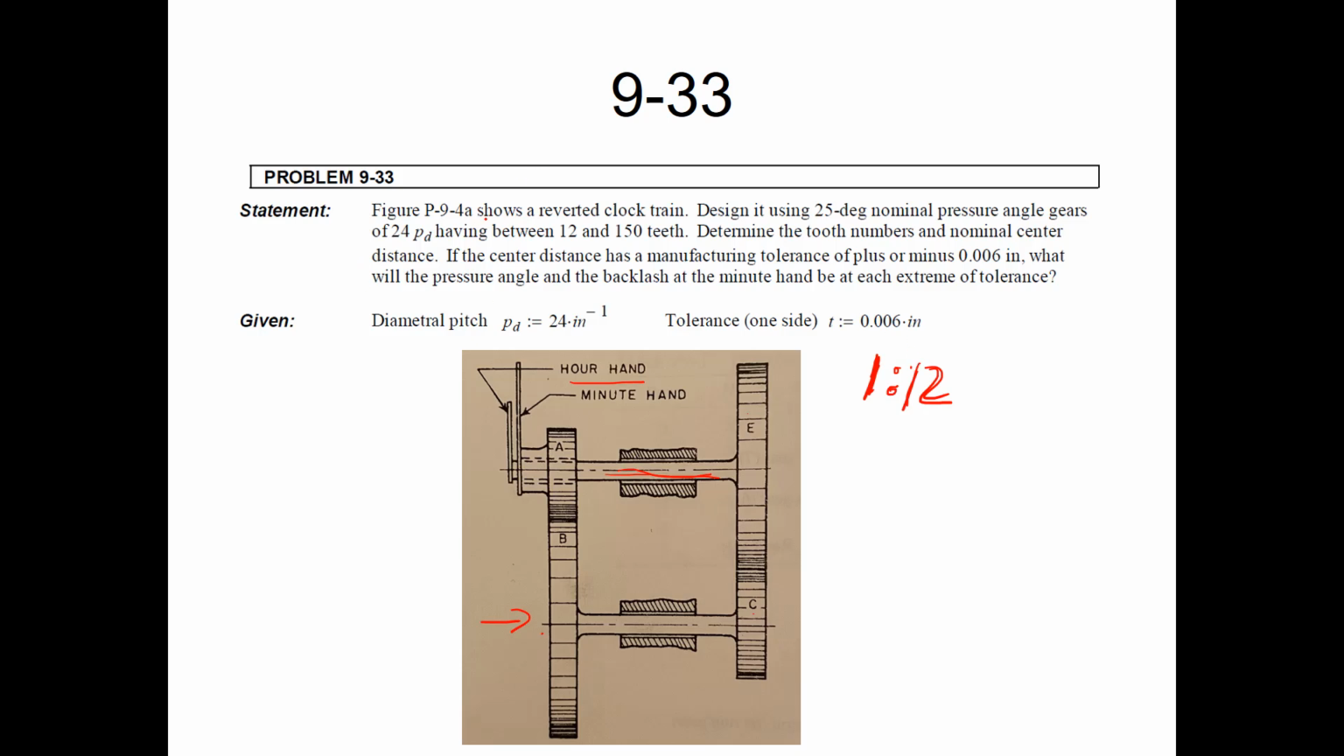So the problem here is, the figure below shows a reverted clock train designed using 25-degree nominal pressure angles and 24 PD, 24 per inch, having between 12 and 150 teeth. Determine the number of teeth and the nominal center to center distance. If the center distance has a manufacturing tolerance of 6 thou, what will the pressure angle and the backlash at the minute hand be at each extreme of the tolerance?